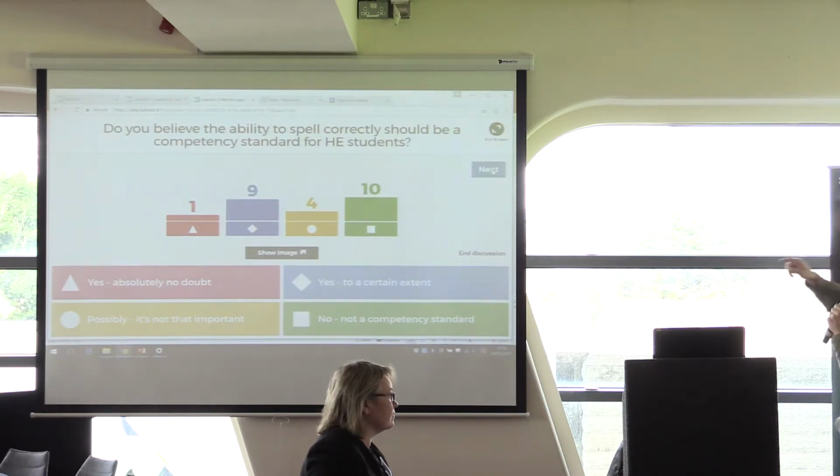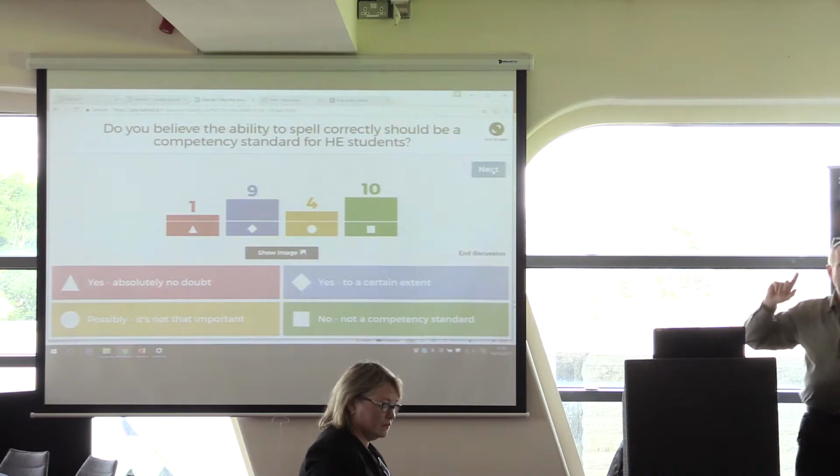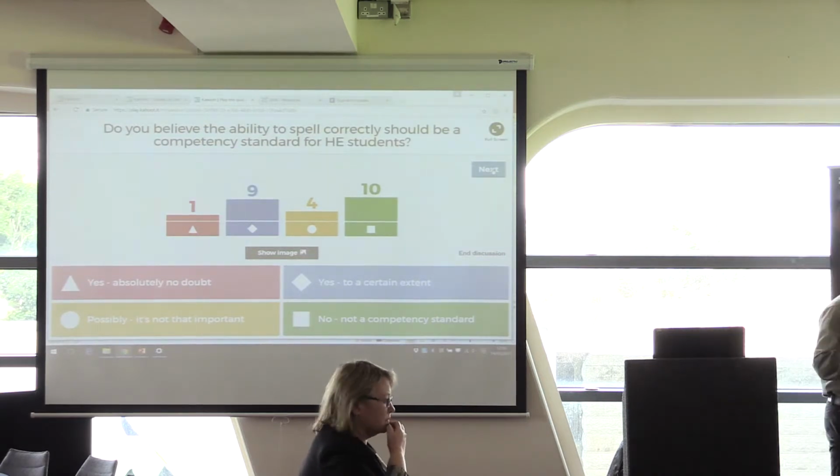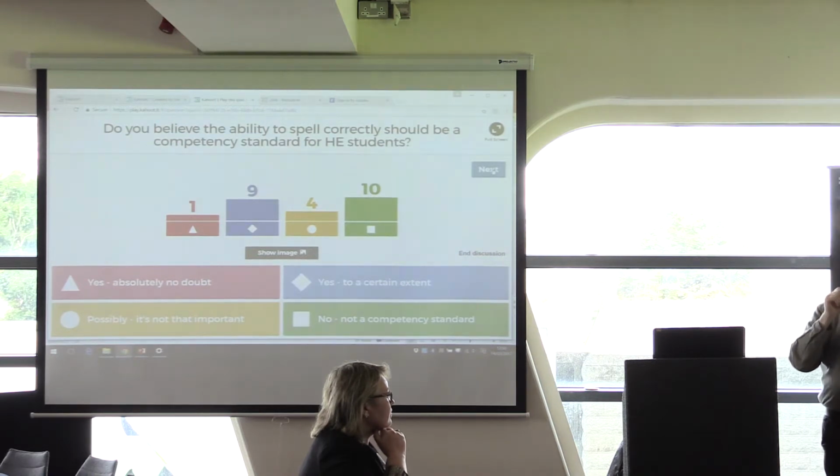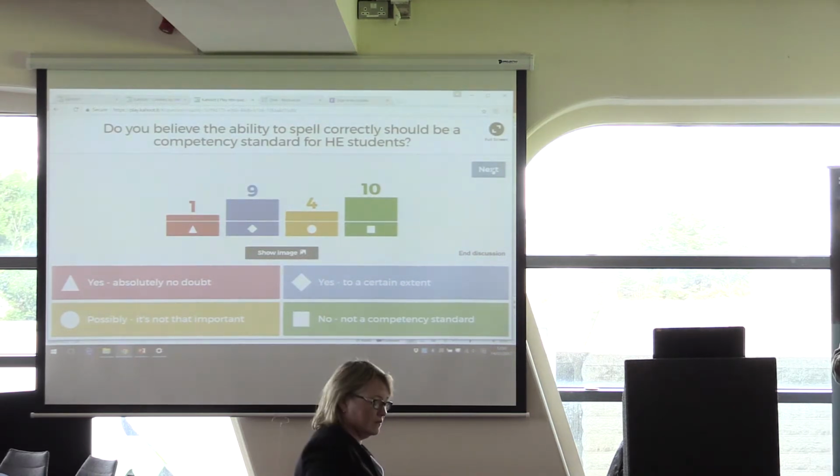And when you start thinking about these things, of course I do have another one of these, which I won't go into, but somebody hinted at it earlier. I said, do you believe the ability to produce correctly spelled materials is important or is a competency standard in higher education? That changes the picture somewhat. Because it's also quite tricky, this question. The ability to spell is not the same as the ability to produce a document that's well spelled. Not in this day and age.